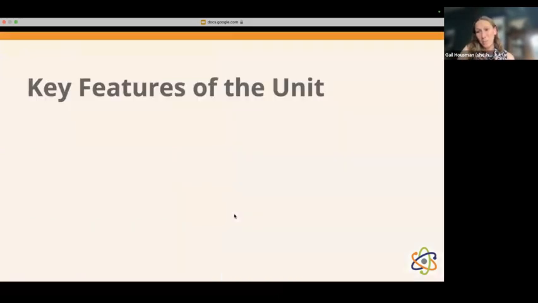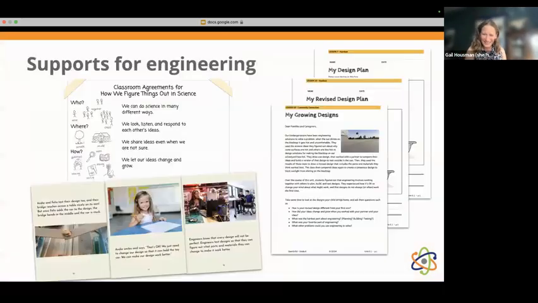I think I get to share a couple key features of the unit. I will just say I love the data analysis. The math connections in this unit are fantastic, and the ELA connections with all the texts that we use and the ways we get to talk about language in this unit are fantastic. But since Janina mentioned those already, I picked different ones to share with you all today.